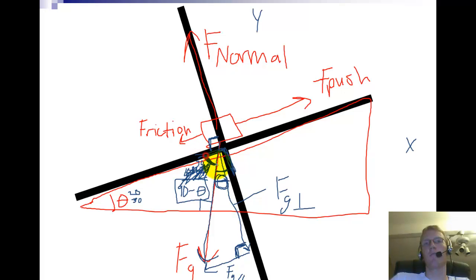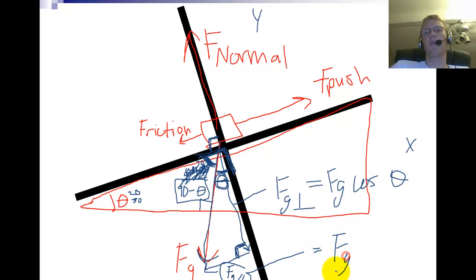So if this angle here is 90 minus theta, then this angle here is also theta because they have to add up to 90. Alright, so what does that mean about FG perpendicular? That means FG perpendicular, this one here, is adjacent to this angle, and you know that adjacent is cosine, so it's going to be FG cos theta, and this one here, FG parallel, is going to equal FG sine theta, because it is opposite of this angle here. Okay, so that's how you get your two components.